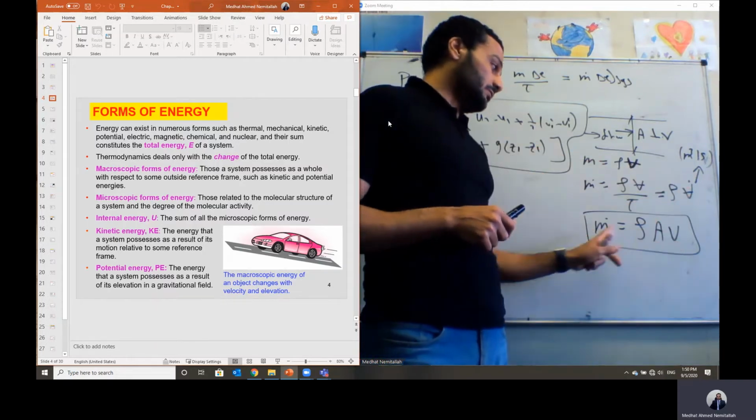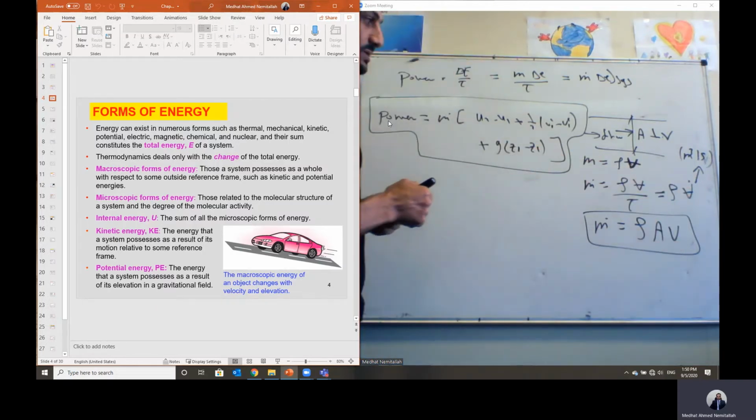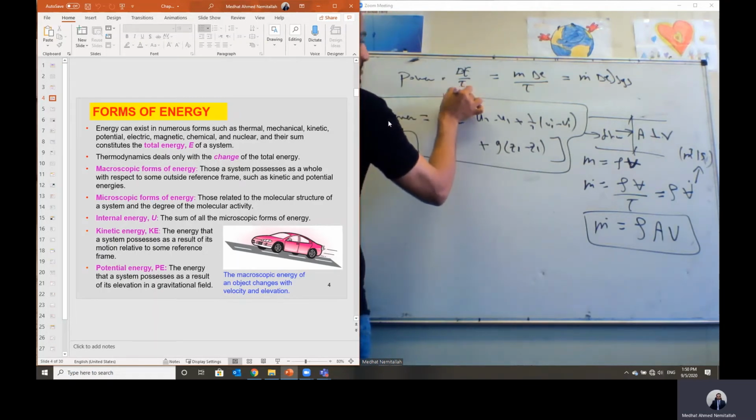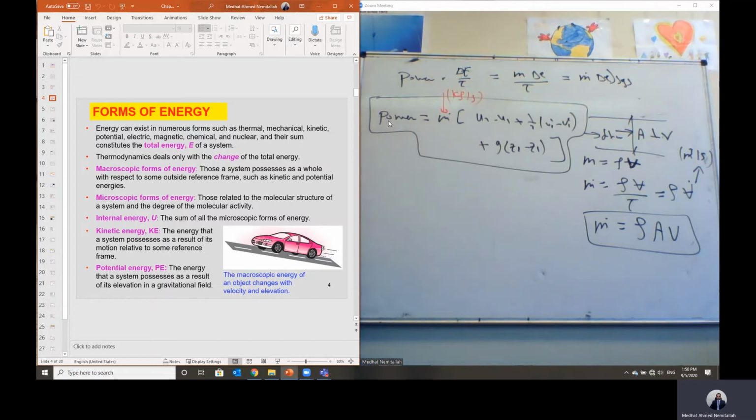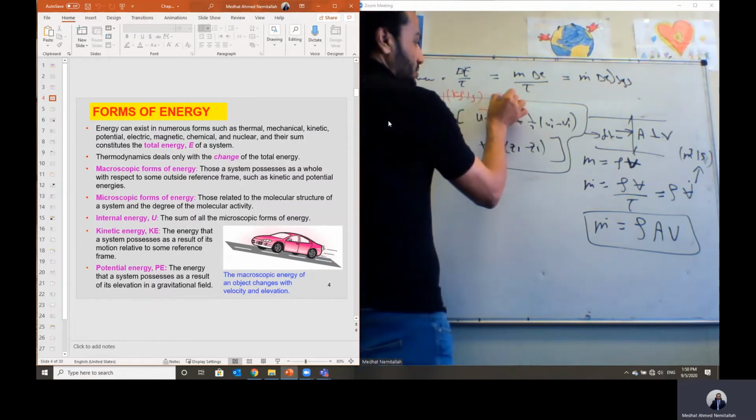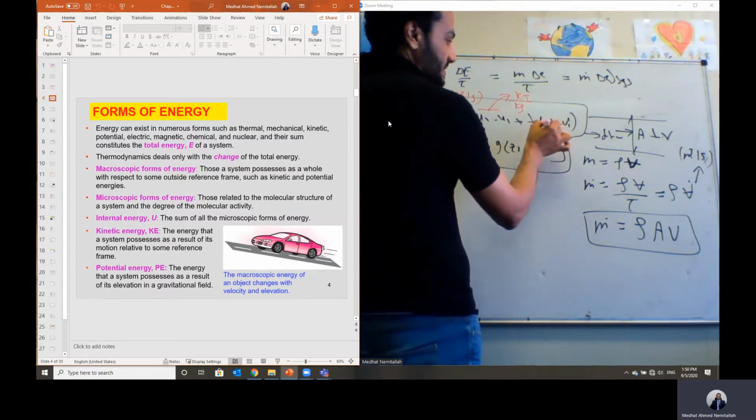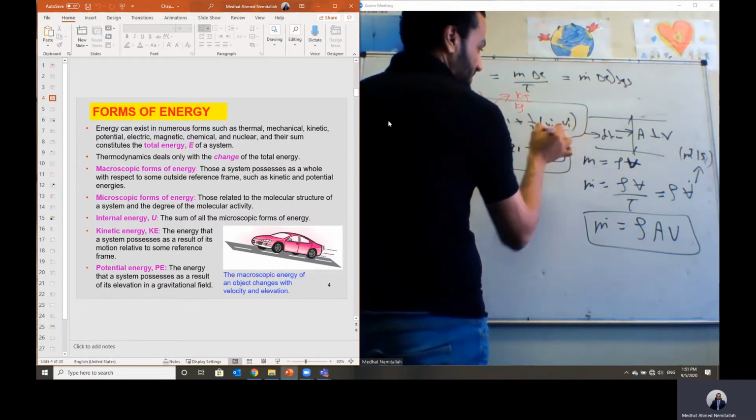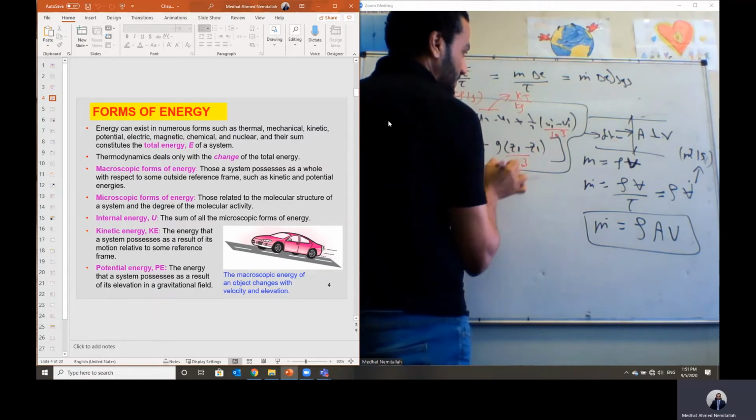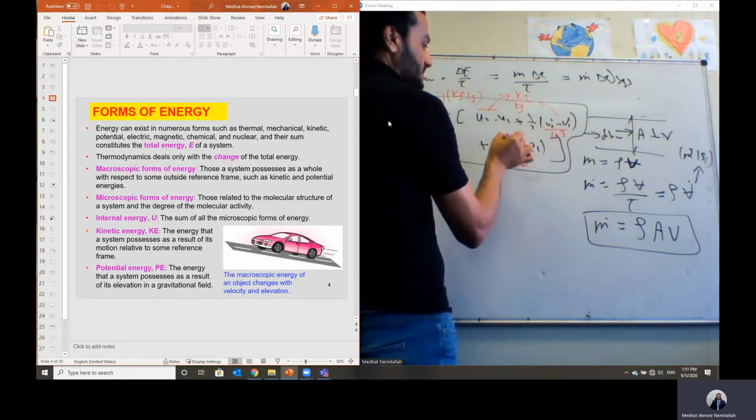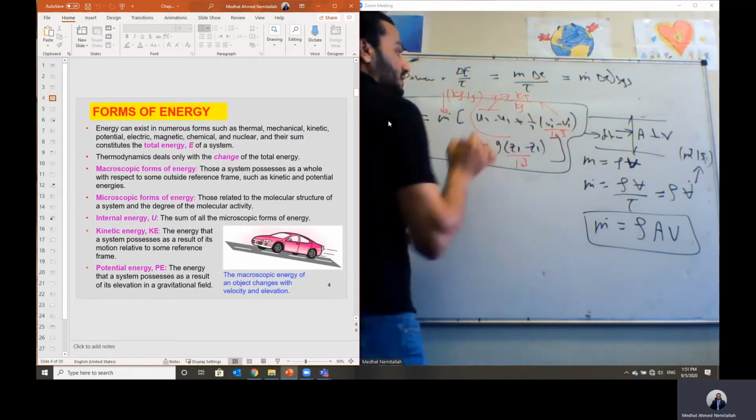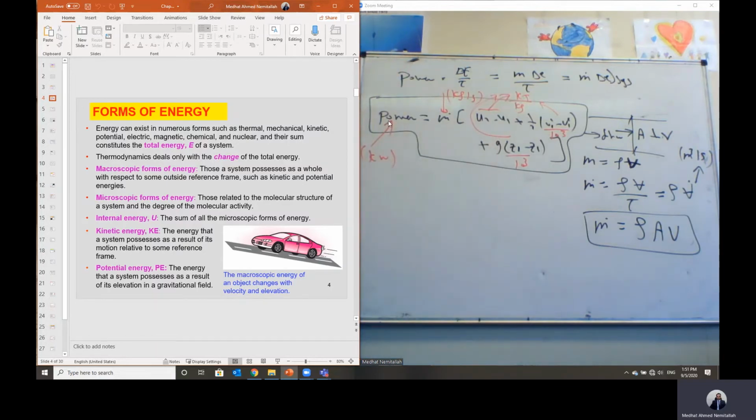V dot is area times velocity, so the total mass flow rate is density multiplied by area multiplied by velocity. Mass flow rate is the mass per unit time, calculated in kilograms per second. So this power is calculated in kilowatts, and the change of internal energy is in kilojoules per kilogram. We set this velocity term in meters per second, so we have to divide by 10 to the power 3, so that all of these terms are calculated in kilojoules per kilogram.